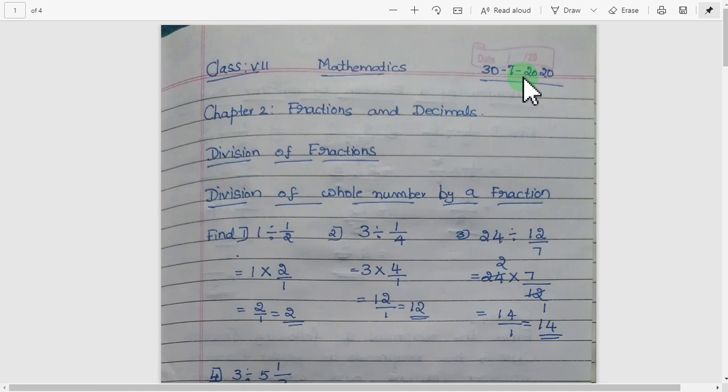In the last class you have learnt multiplication of fractions. Today we will learn division of fractions. Division of a whole number by a fraction. Find 1 divided by half. In this, 1 is a whole number and half is a fraction.